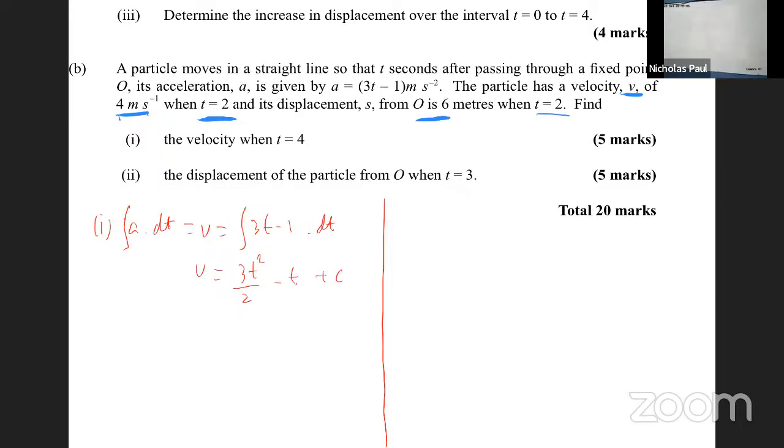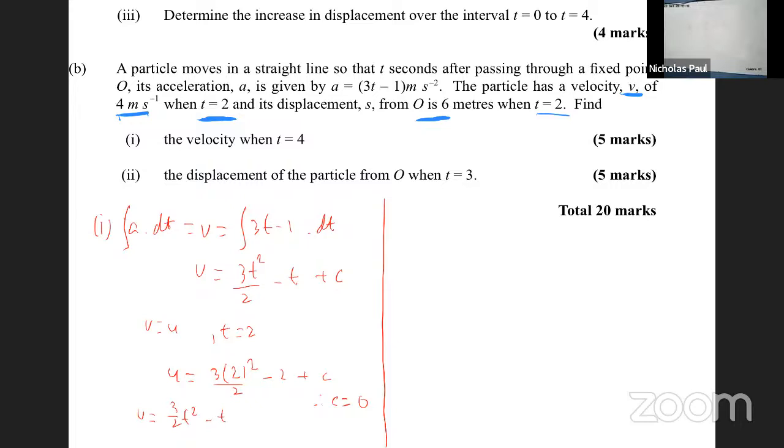The problem is the plus c, but the question told us that v is 4 when t is 2. So 4 is equal to 3 by 2 squared over 2 minus 2 plus c. So I got c to be what? 2 will cancel there, that'll be 6, that'll be 4. C is 0. So v is equal to 3 on 2 t squared minus t.